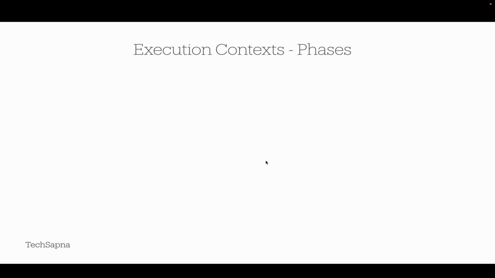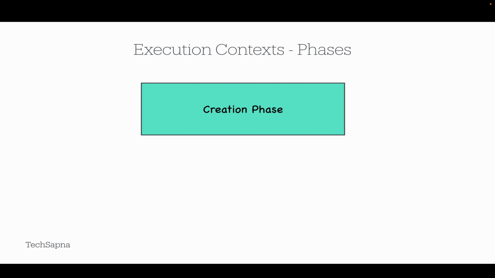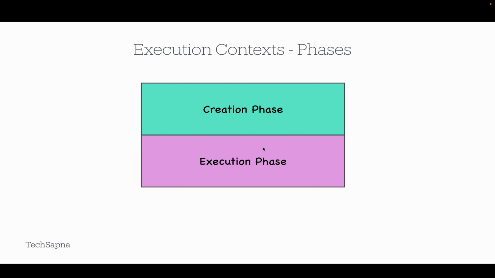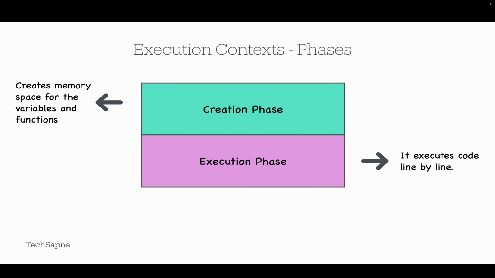And this execution context happens in two phases. One is creation phase and the second one is execution phase. In the creation phase, firstly, it looks up for all the variables and functions within our piece of JavaScript code, and it creates memory space for them. It allocates memory. And the execution phase is when it executes code line by line, and whenever we are assigning variables, it assigns values to the variables. Execution phase is when it executes our code. To understand this in more detail, let's consider our code example and we will see these phases in detail.